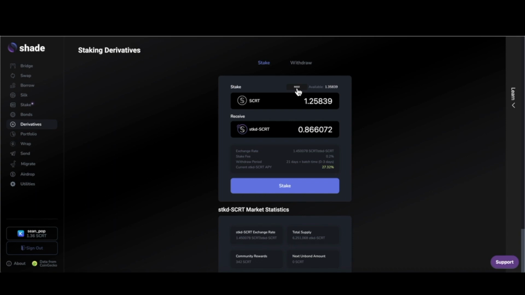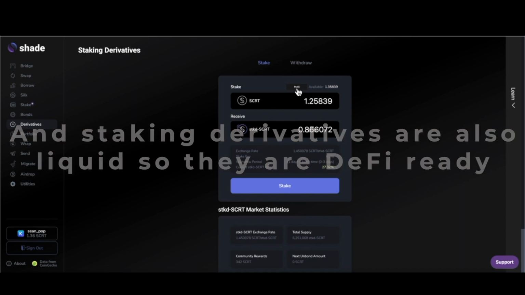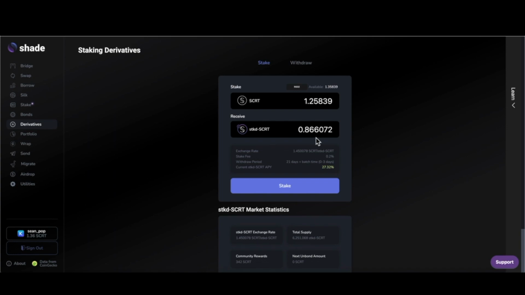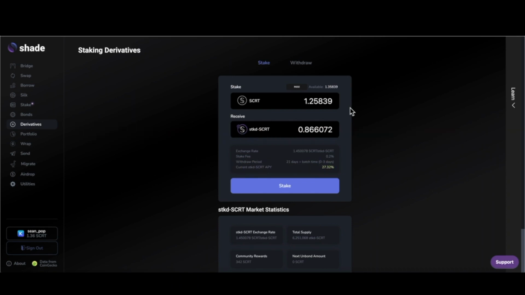Number two, since your tokens aren't subject to bonding limitations, they are liquid. You can drink up all the possibilities of DeFi like swaps, borrowing, lending, liquidity providing. Everything you could do with Staked Secret, that's greater yield possibilities than if you were to only stake or only hold the native asset. And third, liquid staking derivatives built by Shade Protocol have the benefit of being private. So you get all of those benefits we just mentioned while maintaining transactional privacy.